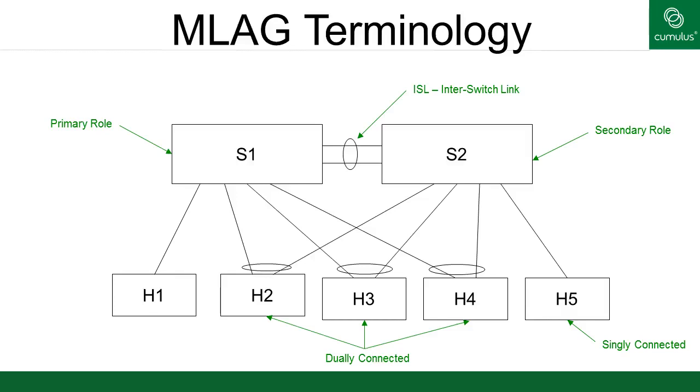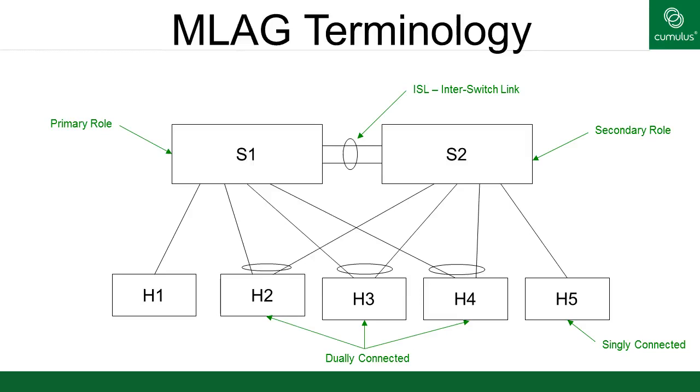Then, as far as the servers go, my example had 24. I've only drawn 5 of them here, just for simplicity. You can see H1 and H5 are singly connected, meaning they only have one NIC, or maybe one of their links has gone down. H2, H3, and H4 have two NICs, one to each of the top-of-rack switches, and they've implemented a bond to those two switches.